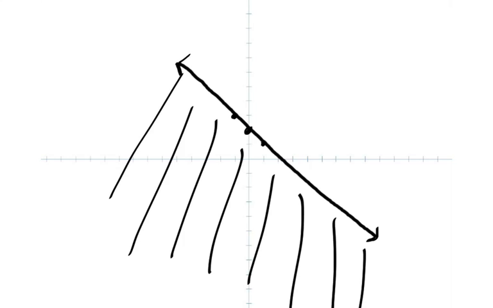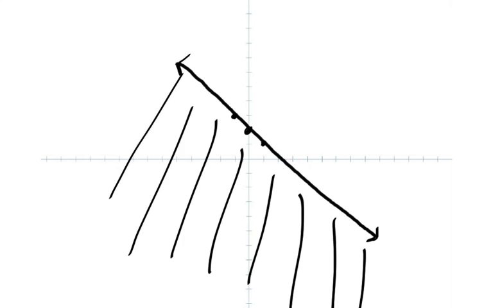Remember, if you are in any doubt on where to shade, always pick a test point. 0, 0 would be great, maybe 0, 1, or 0, -1, whichever. Make sure to test a point if you're not sure. Plug it in. If it's true, you shade there. If it's false, shade the other side.